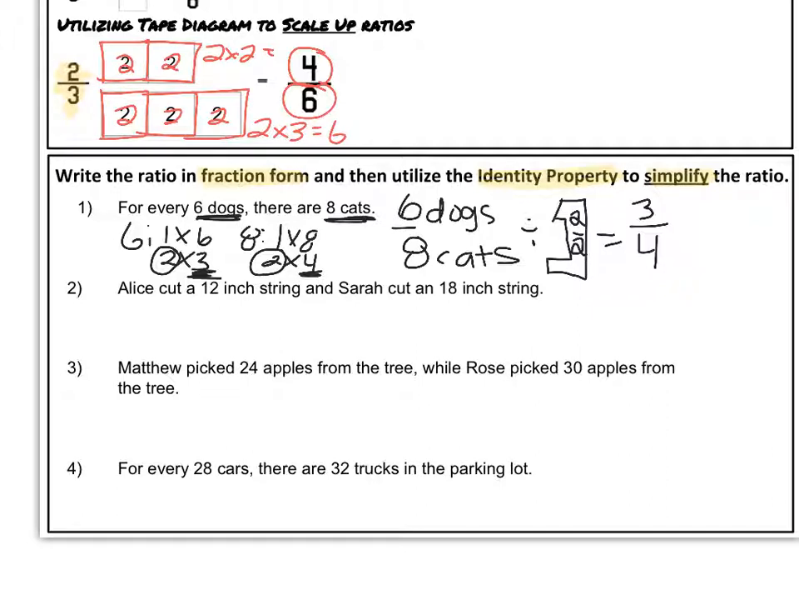And now we're going to circle our answer. But before we do that, let's label the 3 and the 4. What's that 3 represent? 3 dogs. And what does the 4 represent? Cats. So we're going to put cats there. Now we can circle our answer. 3 dogs to 4 cats. So we took 6/8 and we simplified it to 3/4 by dividing, utilizing the identity property.